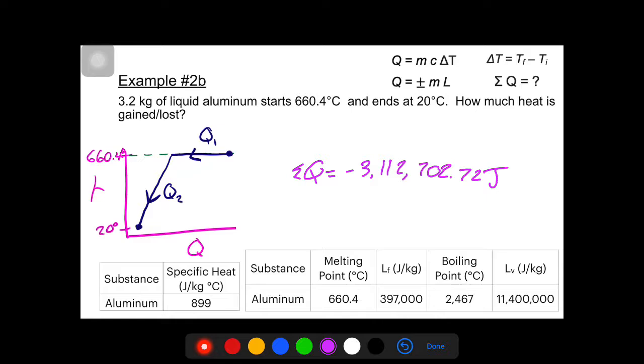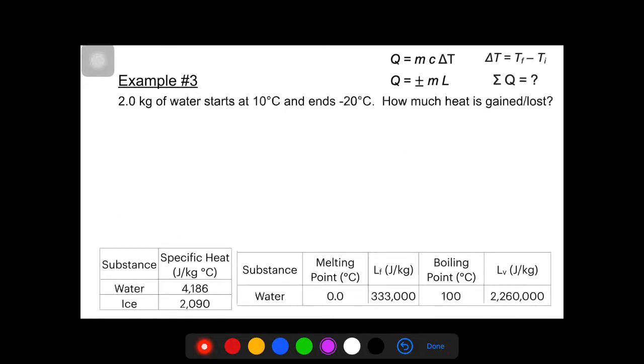Okay, so that's my final answer. And that's the key: we go through, we draw a map, we figure out how many Q's, and then we go through. Now, I'm going to do something a little bit different with the next two examples. I'm just going to give you the answers. I'm going to say, pause this, here's the answer. And then we're going to go to the next one, and I'm going to say, pause this, here's the answer.